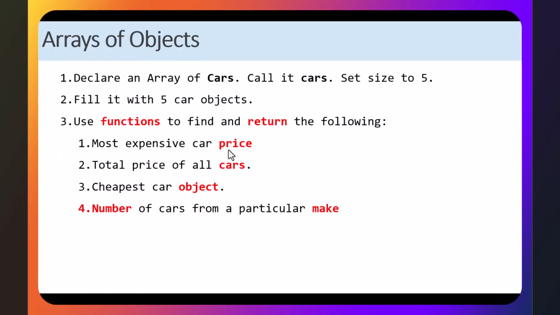The second part is creating an array of objects. And here we will use the cars, or the class car. So it's going to be an array of cars. So we'll call the array cars and the size is going to be 5. Fill it with 5 car objects. So let's see first the car class, and create an array and fill it with 5 different car objects.